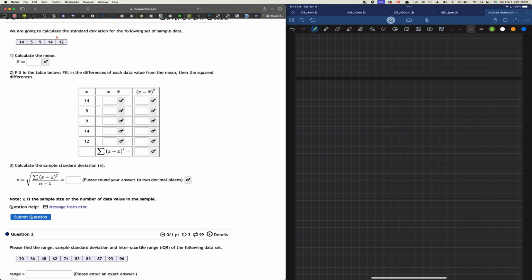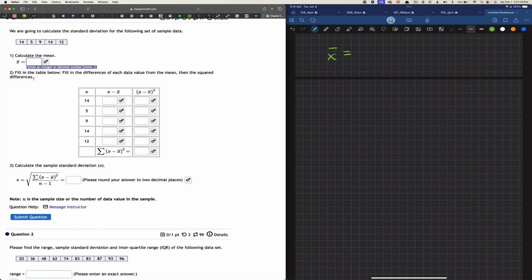X bar is the mean of those 5. So we need to calculate the mean in order to do that. This problem walks you through the whole process, first asking you to calculate the mean. And remember, X bar we use for the sample mean, and we use mu for the population mean, mu being a Greek letter. We try to be consistent in using Greek letters to represent the population characteristics, and not use Greek letters when we're talking about sample characteristics.